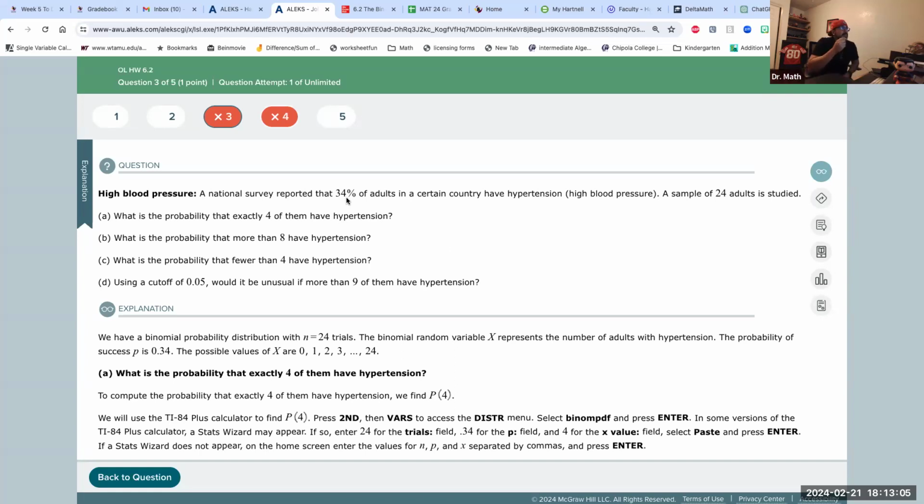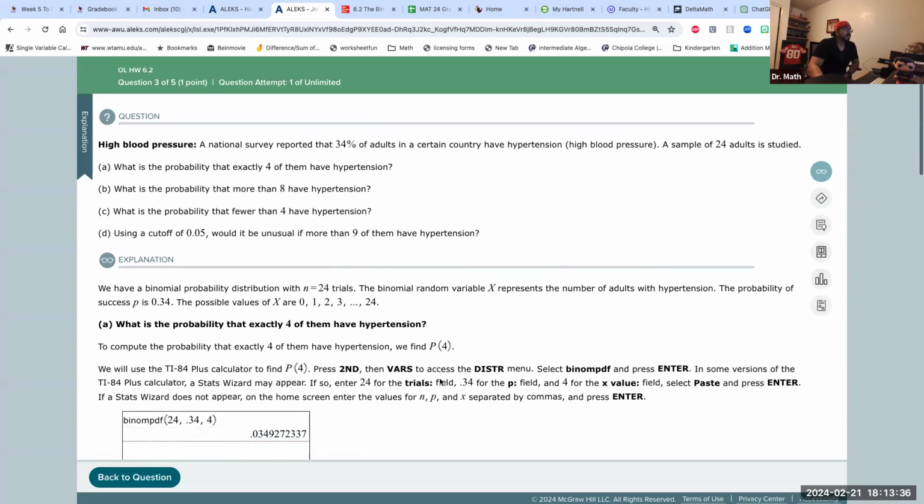All right. So now that we have identified, and that's key, knowing when to use this, that we have a binomial distribution, what we're going to look for is these words here. Are we looking for the probability of maybe one thing happening, or are we calculating the probability of multiple things happening? So in this first problem, part A, notice it says, what's the probability that exactly 4 of them have hypertension? So here, we're only finding the probability of P of 4. What's the chance of exactly 4?